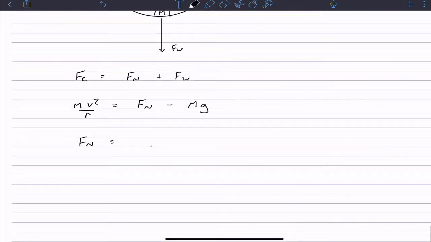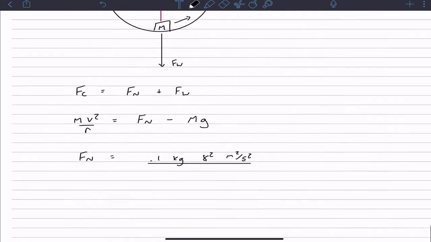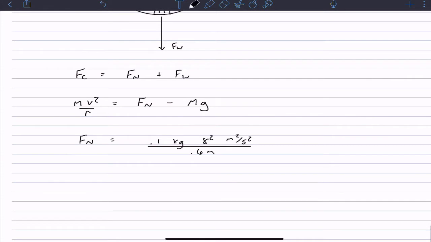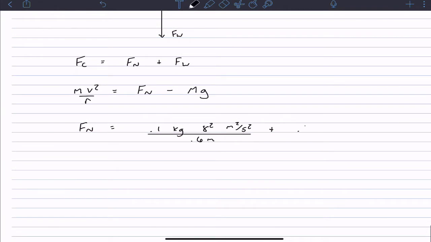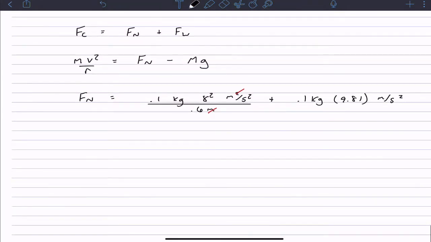So we got 0.1 kilograms times 8 squared meters squared per second squared, over 0.6 meters, plus, what did we have here? 0.1 kilograms times 9.81 meters per second squared. This is going to have units of newtons when this is all done, which is what we want because we're looking for a normal force.